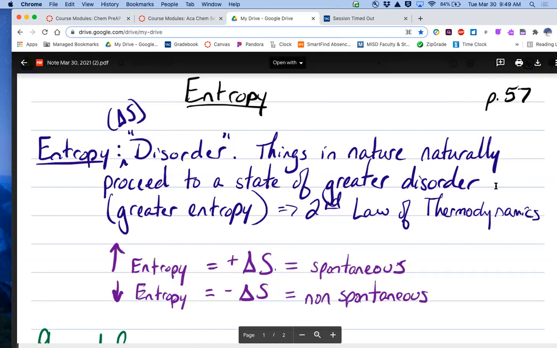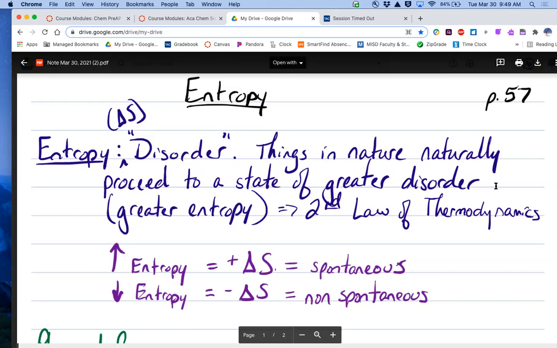Kitchens are the prime example of this. You walk into a kitchen and it's nice and sparkly, but you let it go for a while and you have dishes everywhere and splotches on the ground. You have disorder. It just kind of happens naturally. It happens in chemistry as well.